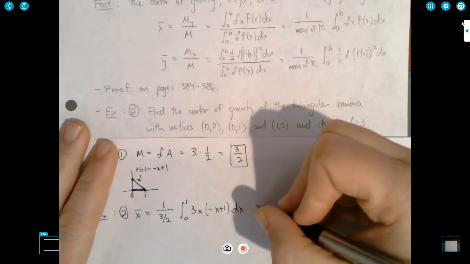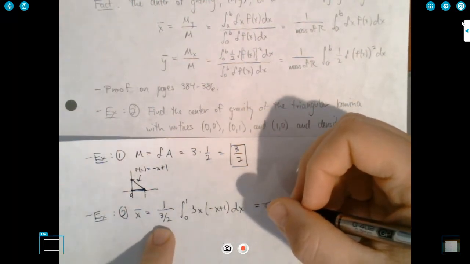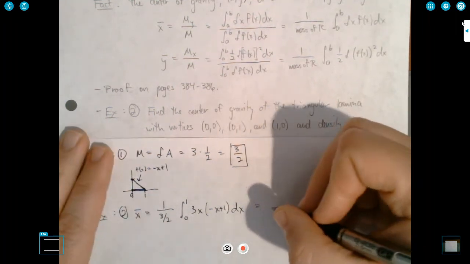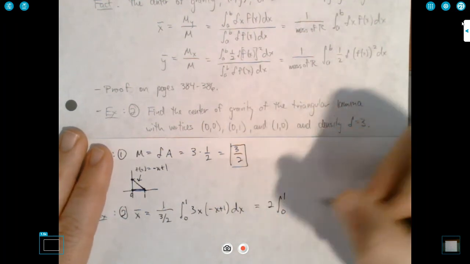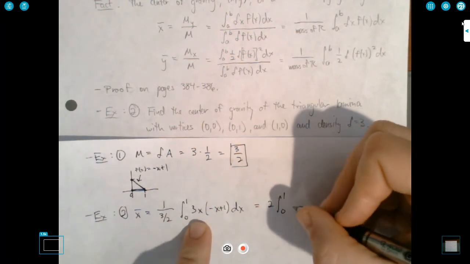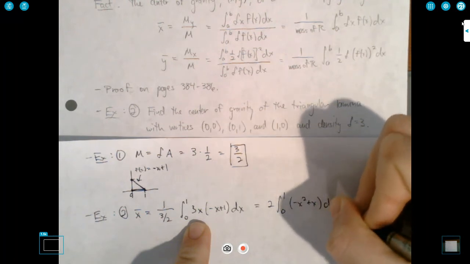So this would be, well, 1 over 3/2 is 2/3. And then this 3 I can take out and cancel with the 3 in the denominator. So I'm just going to get 2 when all is said and done. So it's going to be 2 times the integral from 0 to 1 of, and I'm going to go ahead and distribute that x. So it's going to be negative x squared plus x dx.